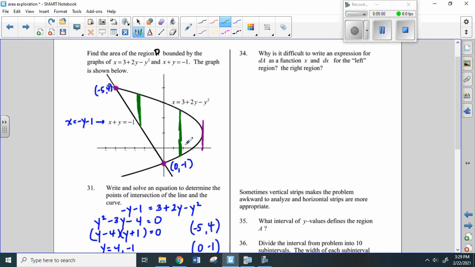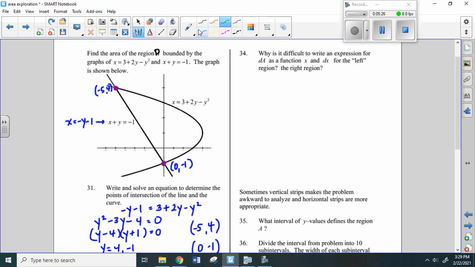Okay, and so you do have to keep that in mind when you start thinking about dividing up your interval. All right, so we're going to move on to number 34. You can write down what you want from that last explanation. So it says, why is it difficult to write an expression for dA, for our area, as a function of x times dx for either one of the regions?